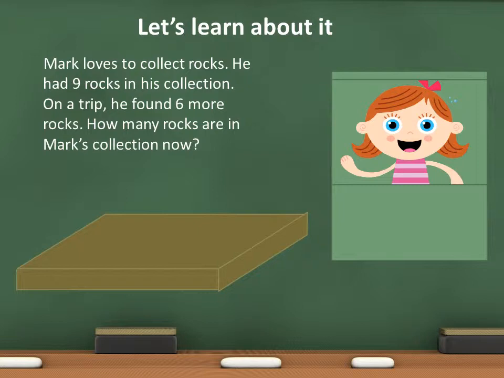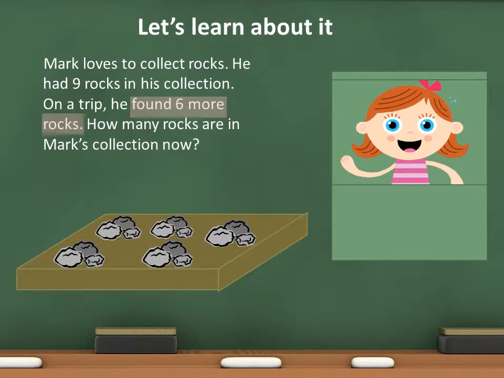Just like before, we want to explain the word problem by using the information in the problem. First, we know that Mark had 9 rocks in his collection. Next, he found 6 more on a trip. Now, we know the information in the problem. Where is the question? The question is, how many rocks are in Mark's collection now?